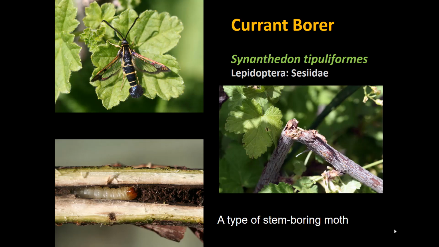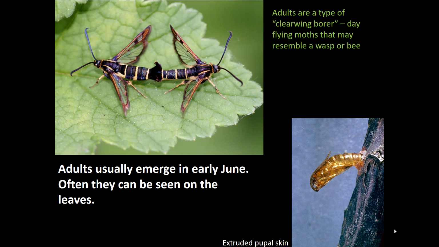So, if we're just looking at Ribes, then there's a very common insect in many parts of the country that is a kind of stem boring moth. It's called the currant borer, and the larvae are a caterpillar, and the adult is a moth. It is the first example of what we're going to come back to later, known as a clearwing borer.